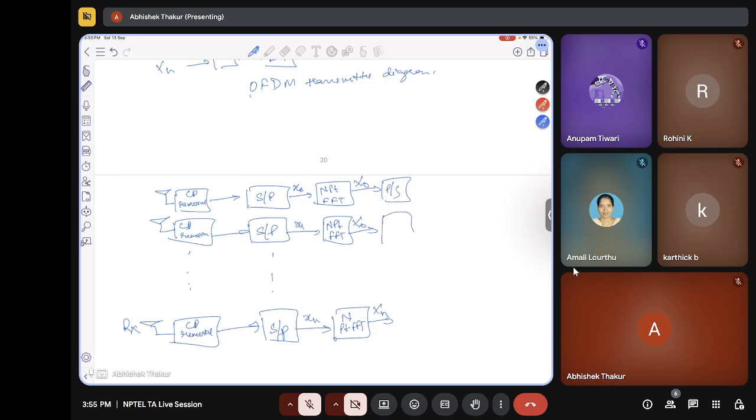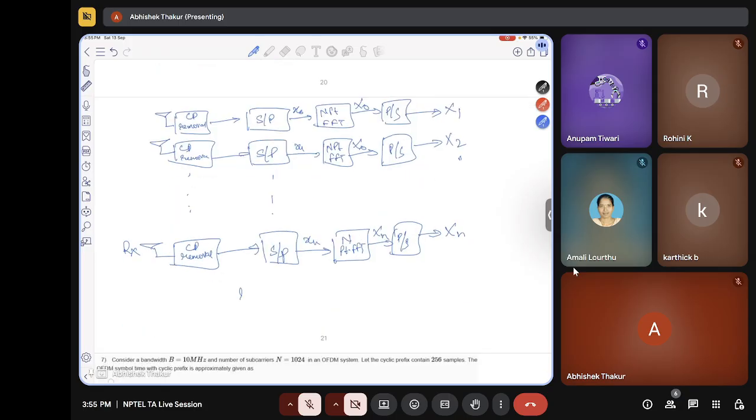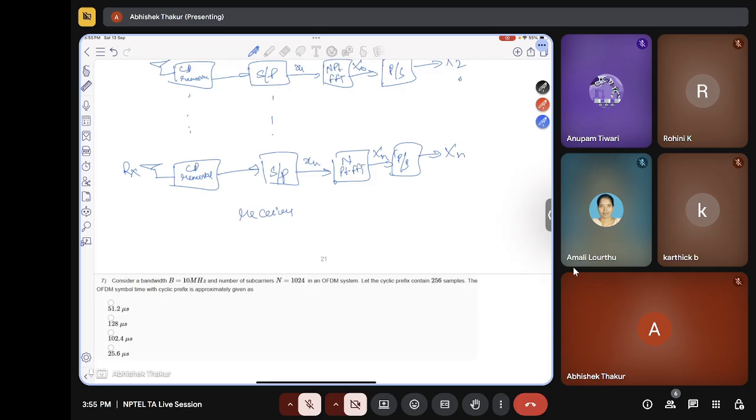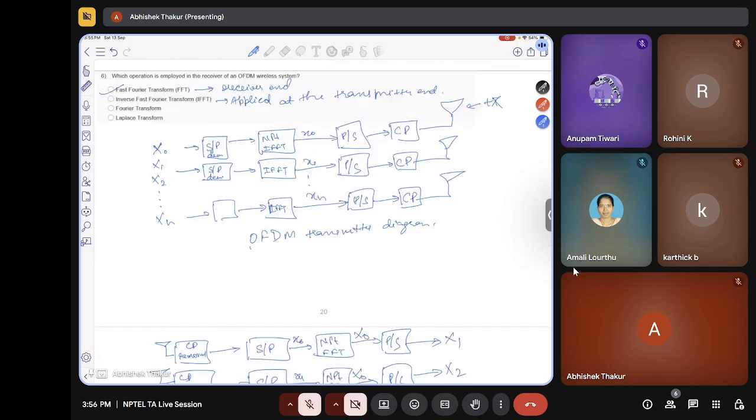Now the parallel to serial multiplexer, and then this is given as output. So by this way we can receive our signal back. So this is the receiver architecture of the receiver in the OFDM. I have drawn the rough diagram. You can go through the lecture. There it is drawn everything properly.